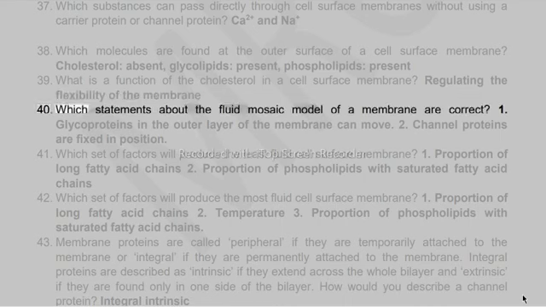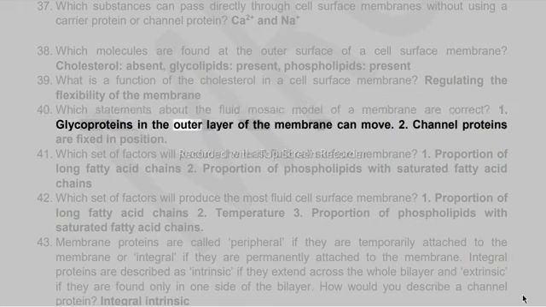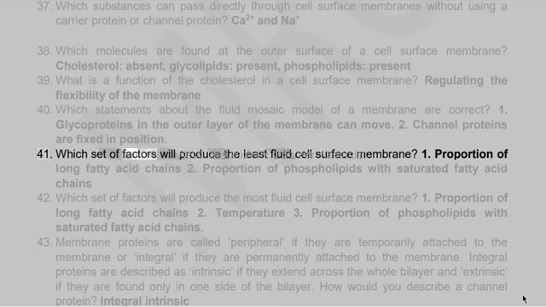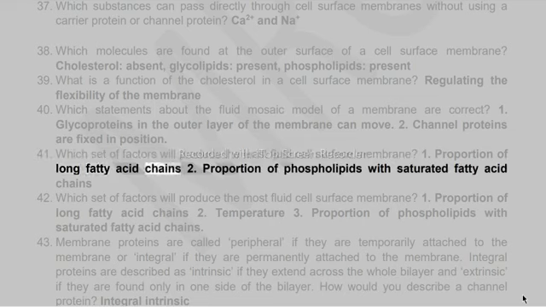40. Which statements about the fluid mosaic model of a membrane are correct? 1. Glycoproteins in the outer layer of the membrane can move. 2. Channel proteins are fixed in position. 41. Which set of factors will produce the least fluid cell surface membrane? 1. Proportion of long fatty acid chains. 2. Proportion of phospholipids with saturated fatty acid chains.